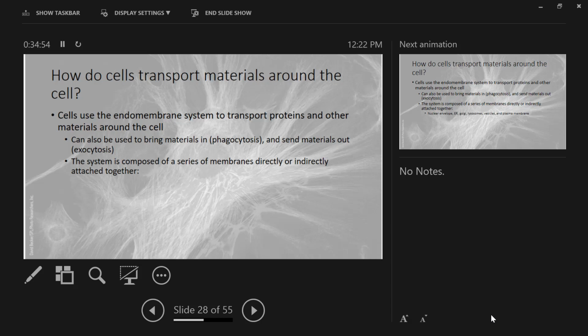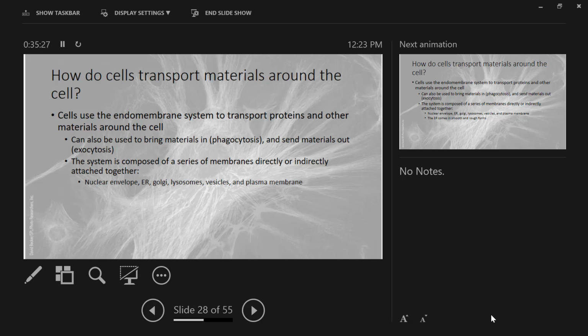And so the system is composed of basically a series of membranes. Some of these are physically attached together. Some of these are only attached together by some cytoskeletal element connecting the two. Again, series of membranes either physically attached together or connected by some cytoskeletal protein that connects the two. These are all of the components of the endomembrane system.